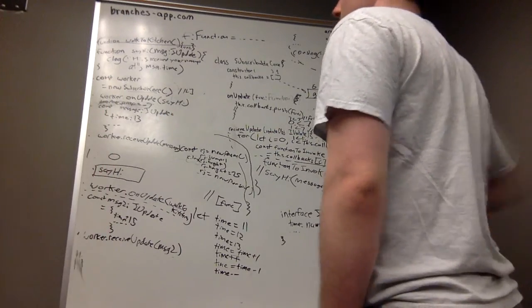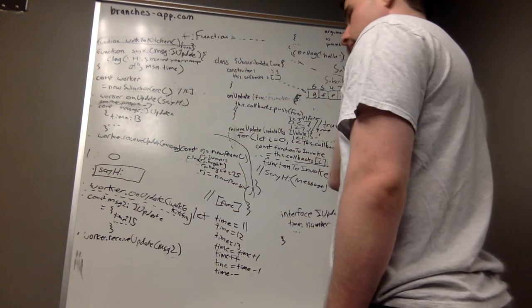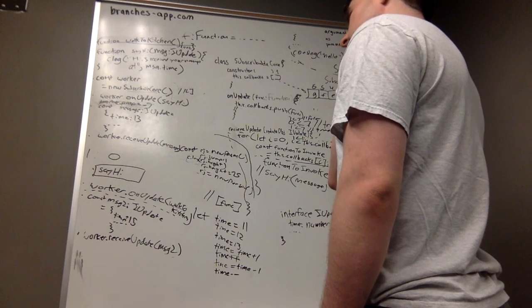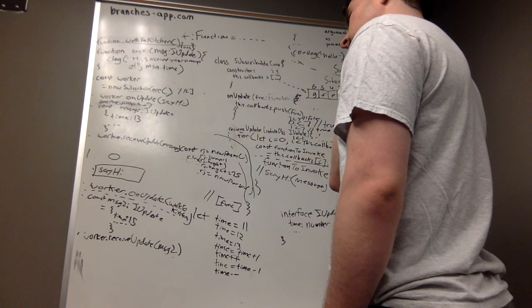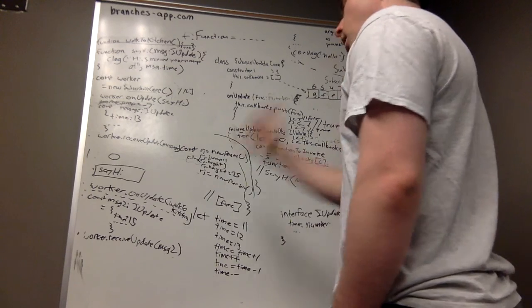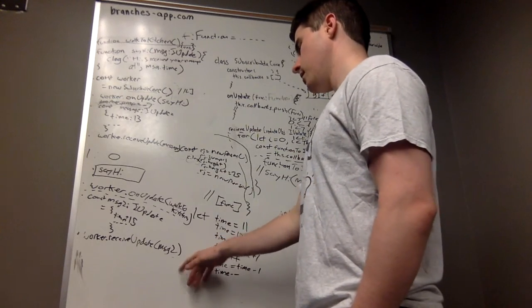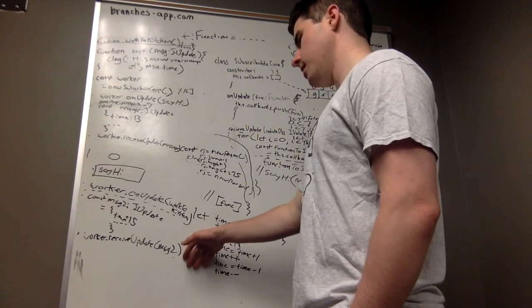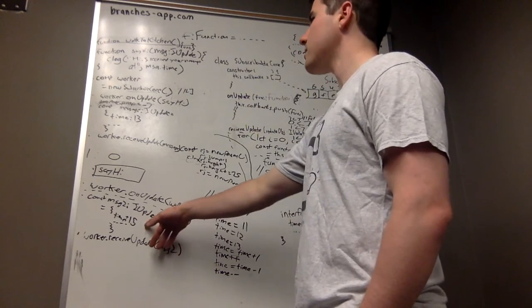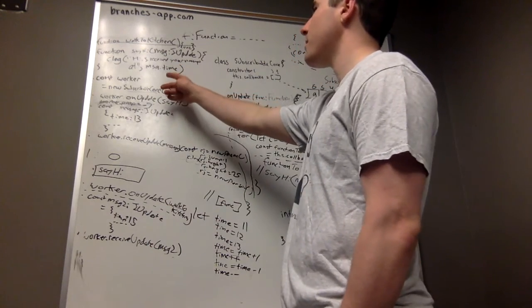That's cool. Okay, so wait. Worker dot receive dot update. Message 2. Well, this is just like an update. It's just like, oh, this is a new thing. So it would just say, hi, I received your message at 15.